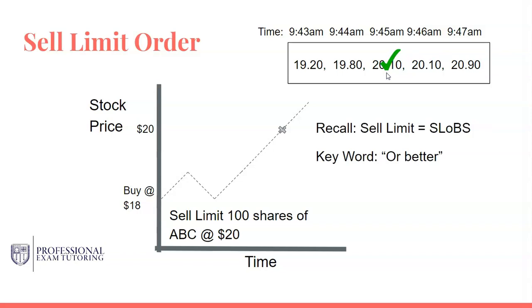And when you're trying to figure out the direction of limit orders, you want to go back again to the SLoBS over BLiSS acronym. So in this case, SLoBS is sell limit or buy stop. And of course, this isn't a stop order, this is a limit order. And we see the sell limit order matches up here. So because it's SLoBS over BLiSS, also remember that because it's on top, the SLoBS is over the BLiSS, it also tells us what direction the stock price should be heading, and the stock price should be heading in the upward direction.